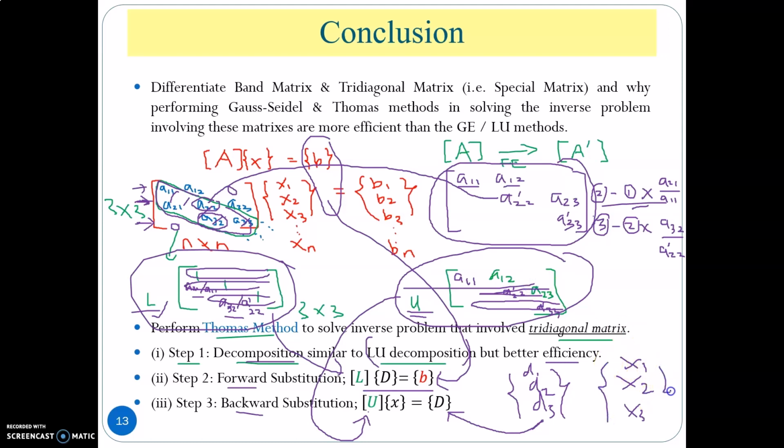So this is the solution, and to check the accuracy, you can substitute back into AX equal to B here. Check the left hand side. If the left hand side is equal to the right hand side answer here, then we can say that the solution obtained by the Thomas method is accurate.